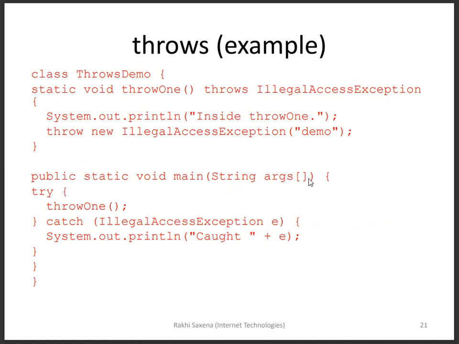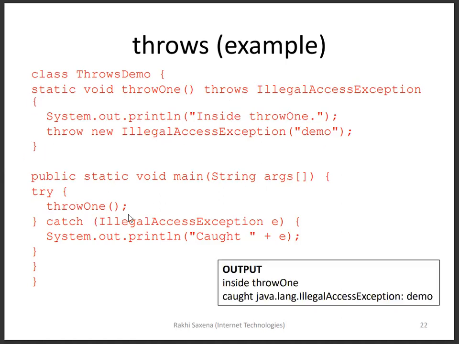In the example, public static void main is the starting point for our program. The try catch is there, and throw one is being called. We know that here there is a chance of exception, so we write throws IllegalAccessException on throw one, and then we throw the particular exception. The throw is limited to a particular statement, but this throws is limited to this particular function. In the output, inside throw one is shown first, and then when we move out, the IllegalAccessException demo is shown.